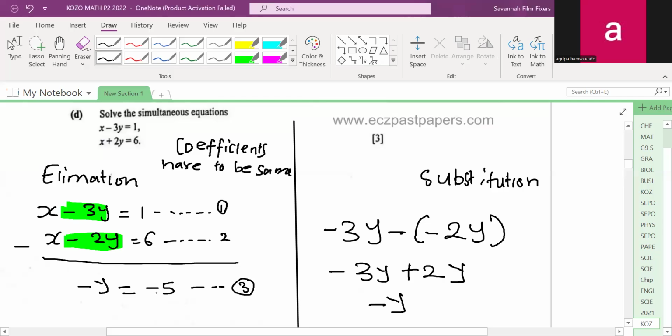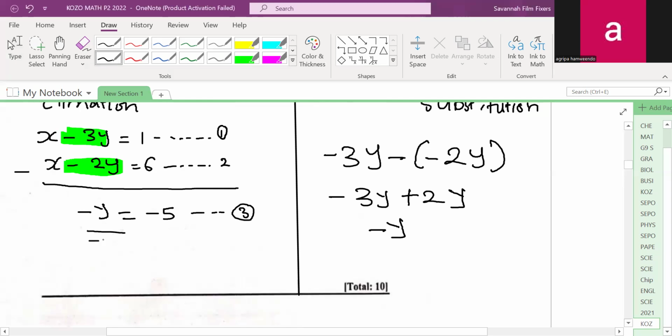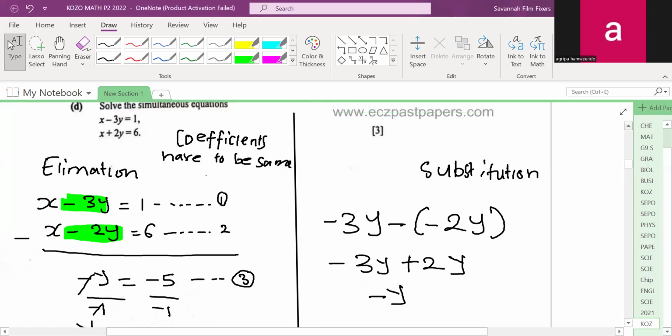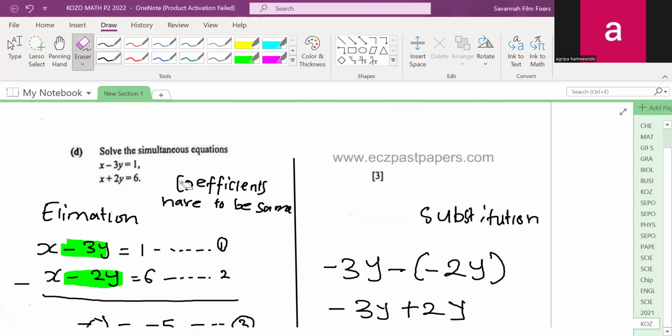So here we just have to solve for y. To solve for y, simply divide both sides by negative 1 so that y will be 5. So y is equal to 5. So you can choose between equation 1 or equation 2 to find the value of x, given that now you know what y is. y is 5. And it would be much easier if we used equation 1.